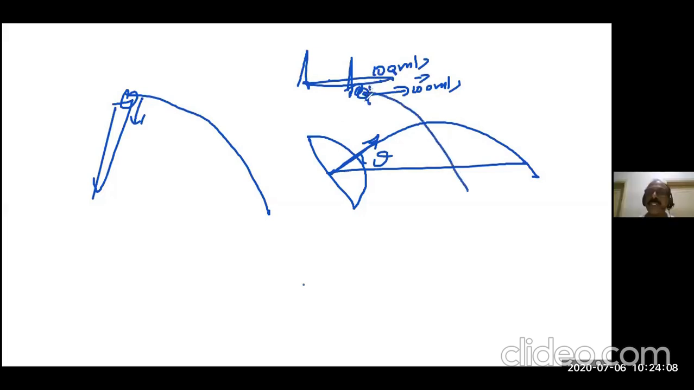That means initially its downward velocity is 0. After 1 second, it would cover 5 meters down, just like a freely falling body. Isn't it? That we already calculated. A freely falling body, if it is dropped, in the first 1 second covers 5 meters, then 15 meters, then 25 meters, then 35 meters. That we calculated using (u plus v) by 2. Every 1 second, there is a 10 meters per second increase in velocity. So this is a property of projectile that we discussed last class.